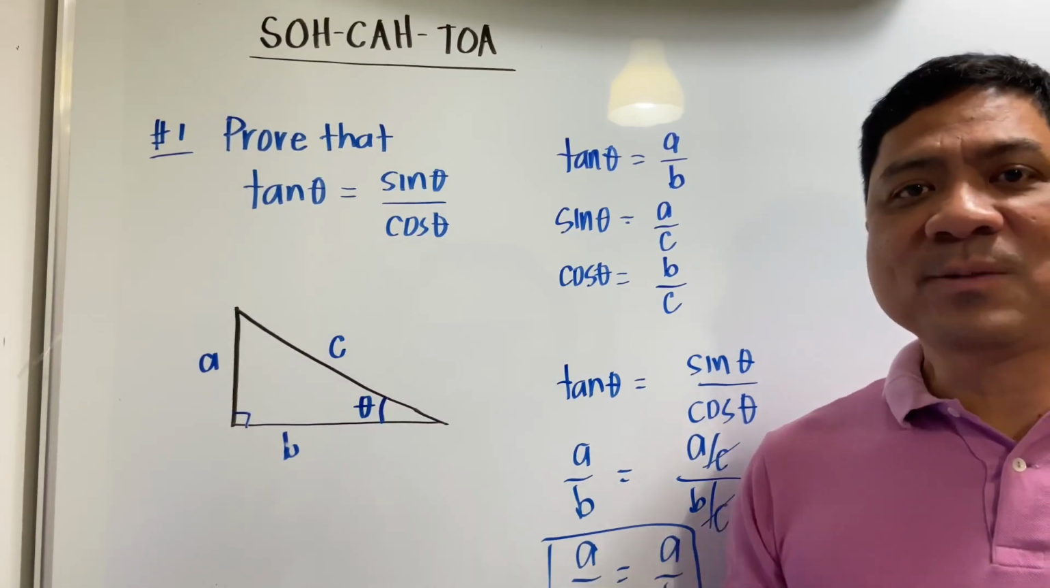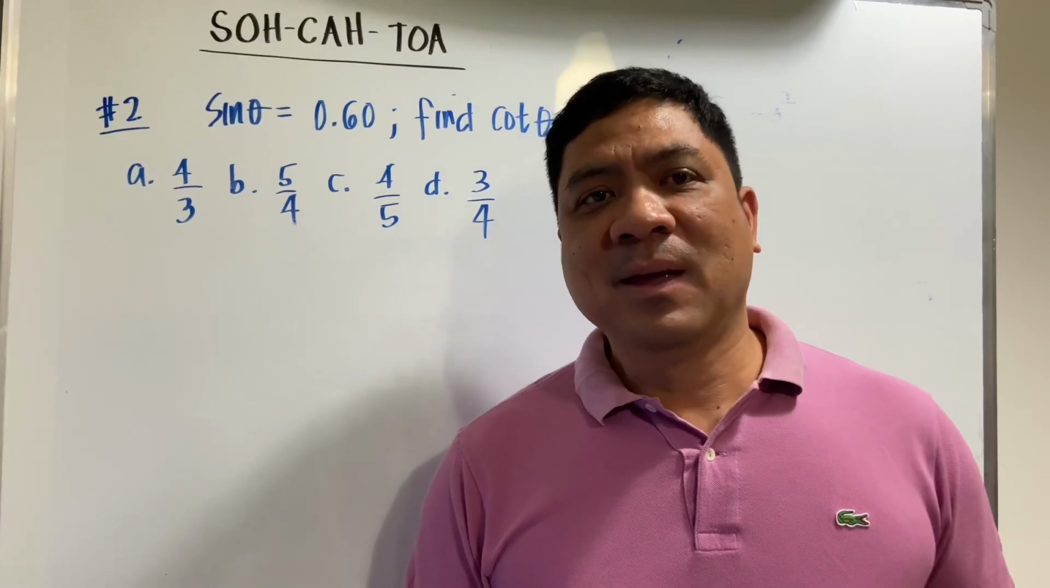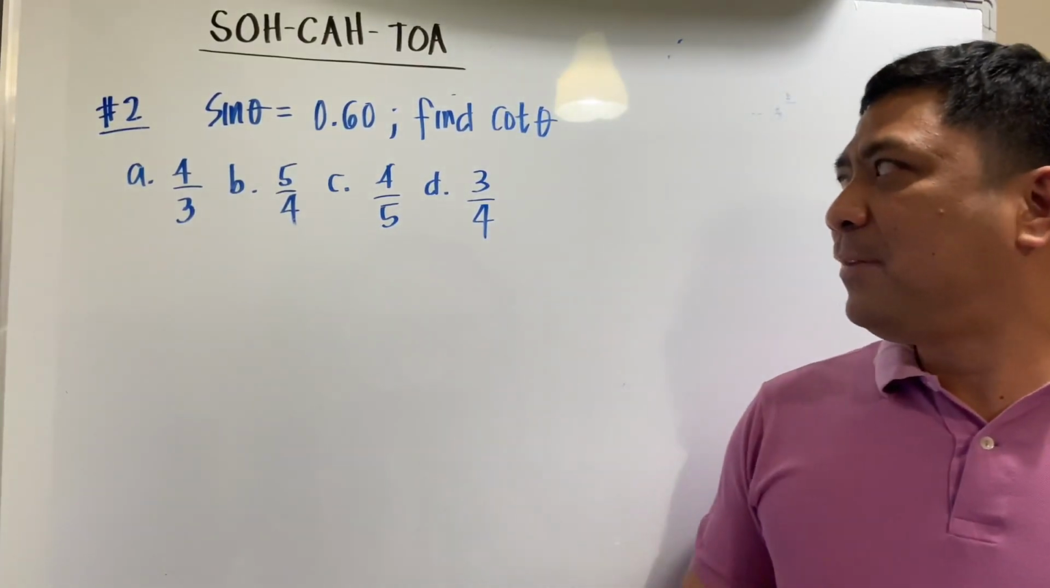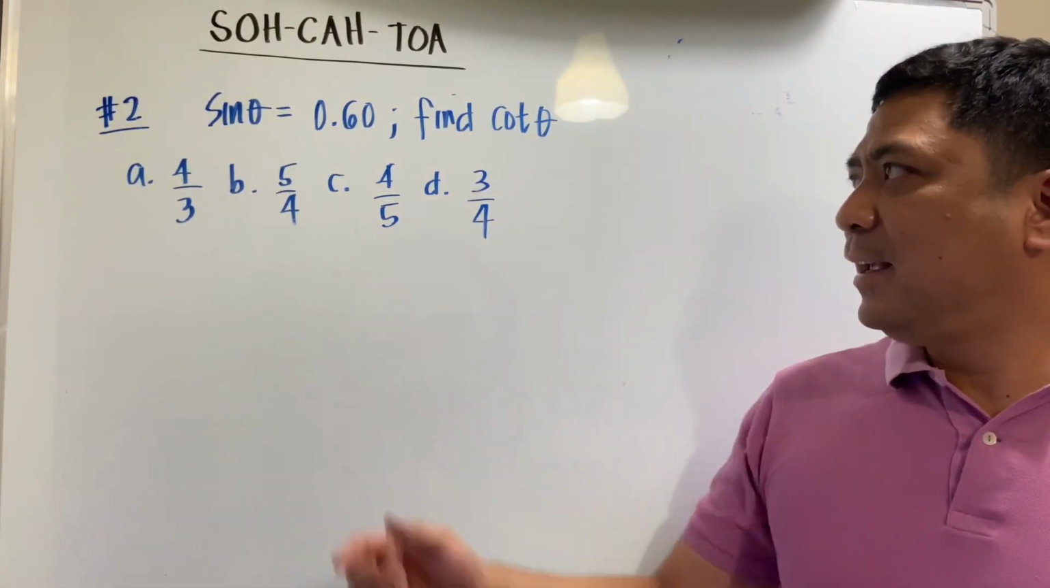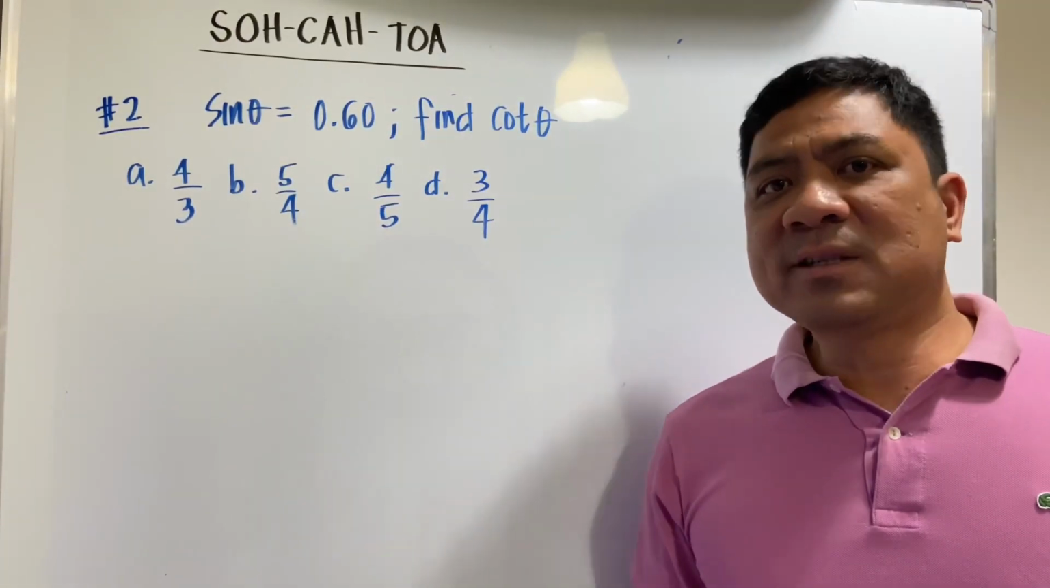So let's go to the next problem. Our next problem is actually a board exam problem. It says we have to find the cotangent of theta if the sine theta is equal to 0.6. Now you can solve this one in many ways.